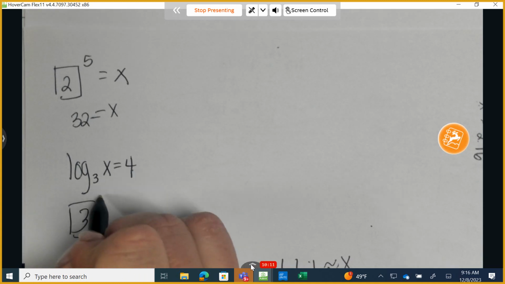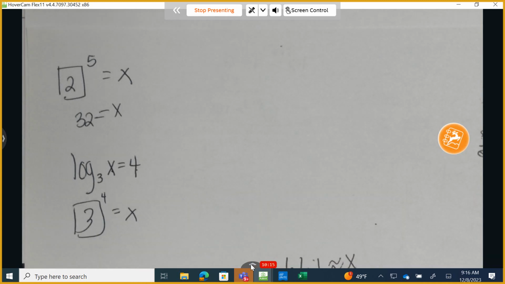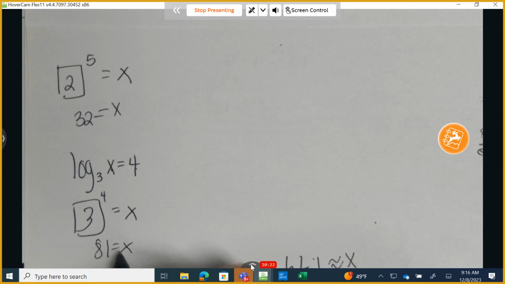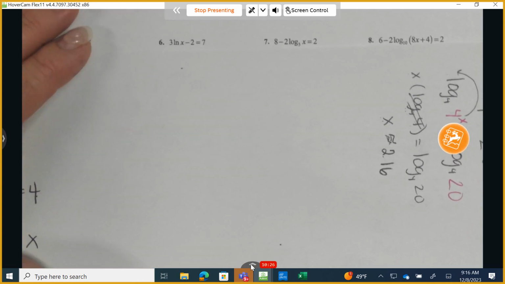3 is the base, raise it to the opposite number, comes back and equals x. 3 to the 4th is not 12. That's a misconception. 3 times 3 times 3 times 3, 4 times, is an answer of 81. Let's go on right now to number 6.